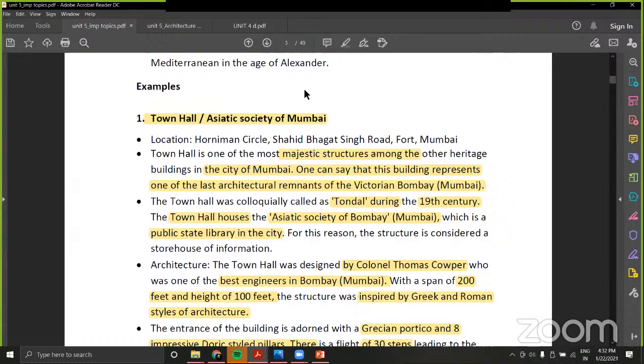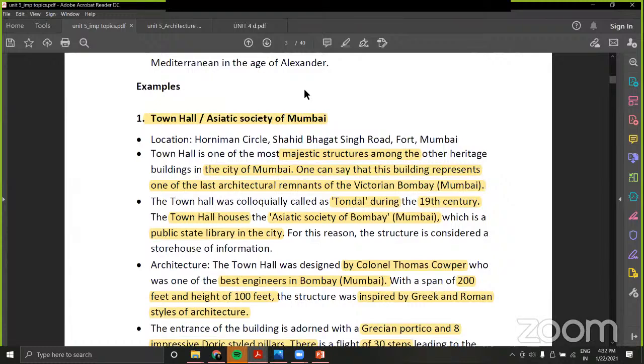So it is a public state library for the city. For a reason, the structure is considered a storehouse of information. Yeah, town halls are also considered a library, or if you want to have public meetings and all, it also acts as a multi-purpose building.